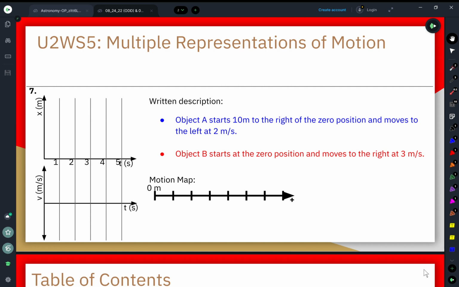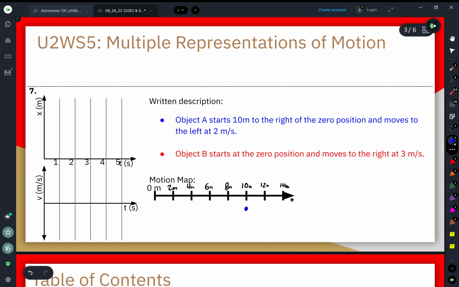Object A starts 10 meters to the right of the 0 position, so I'm going to look at that motion map and add up to my 10 meter position. I'm going to go by increments of 2 meters for that motion map. So the first tick is 2 meters, second tick 4 meters, so on and so forth, up to 10 meters. And then I'm just going to continue along with this, seeing as I have the space. So 12 meters and 14 meters. Once I have that, I can start off with my motion map.